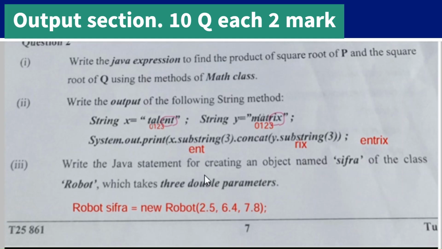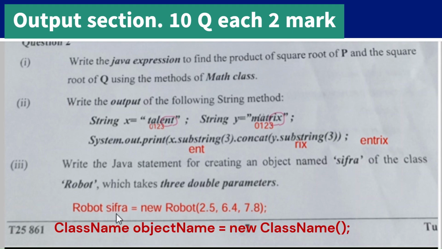In Java, the syntax for creating an object is very simple. First, we write the class name. Then, we write the object name. After that, we put an equal to sign. Next, we use the new operator, which is used to create an object. Then, we write the class name again, followed by parentheses. Inside the parentheses, we can pass parameters, if required. Finally, we put a semicolon at the end of the statement.